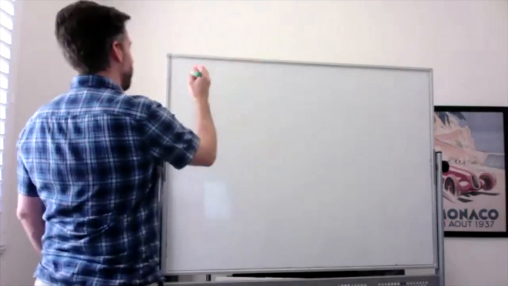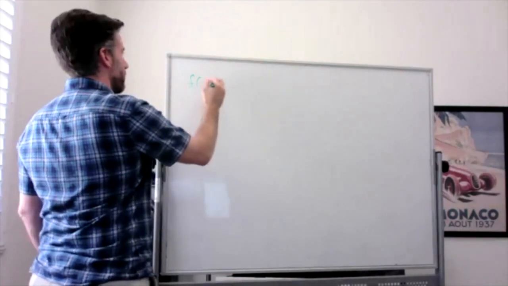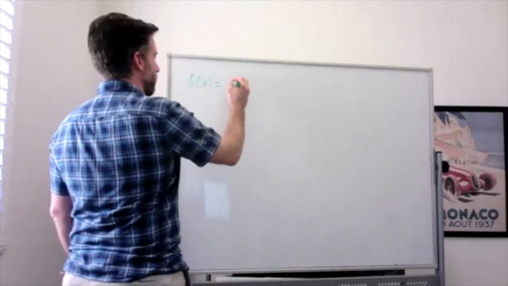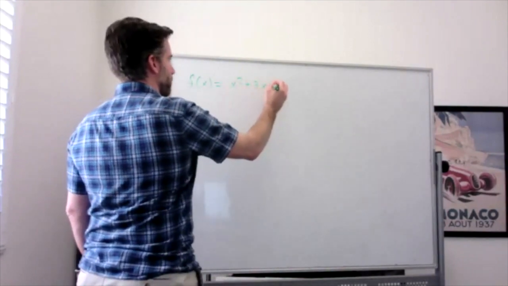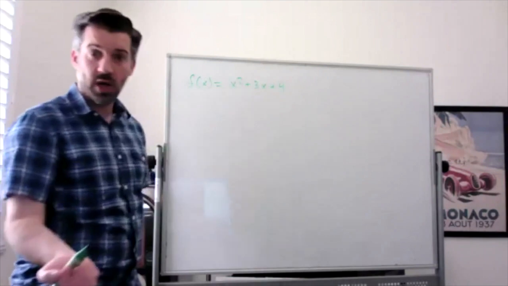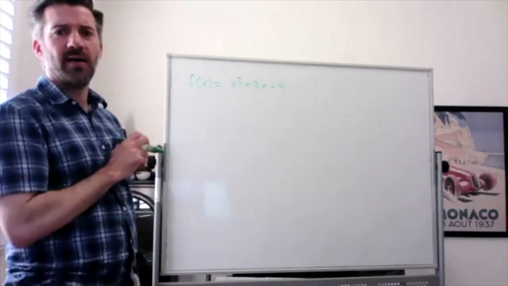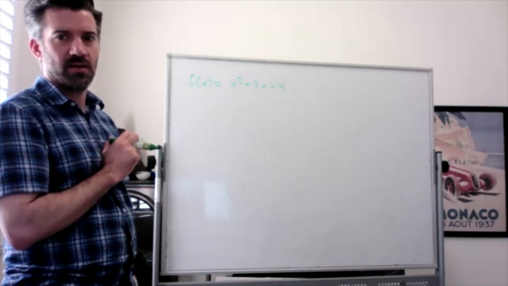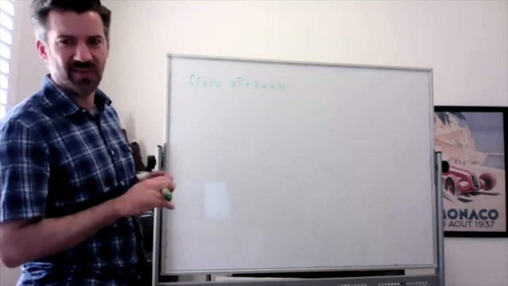So I'm starting off with the function f of x equal to x squared plus 3x plus 4. And our job, by the way, how does that green pen look? Can you guys see that all right? So, yeah, that's what it kind of looks like to me.